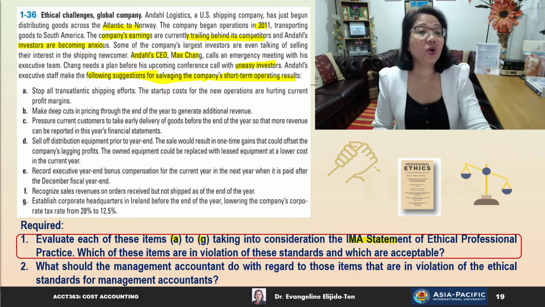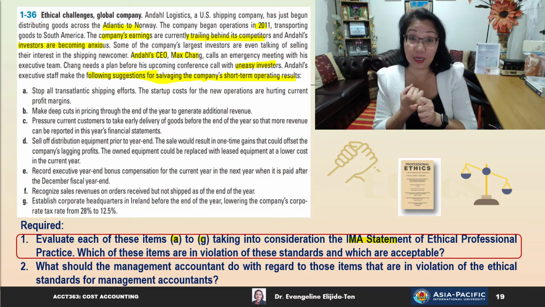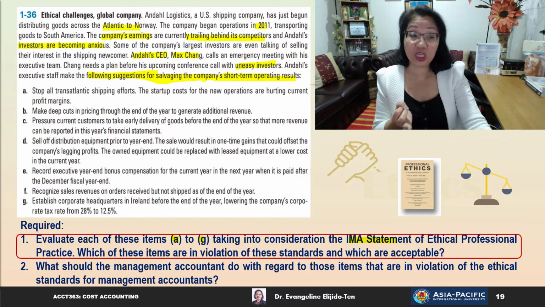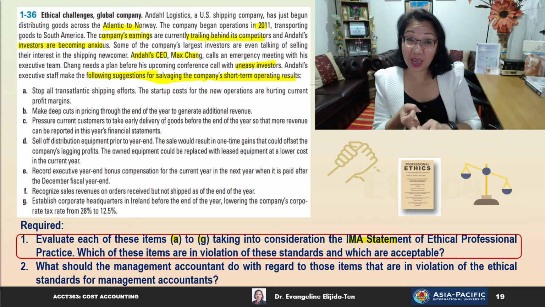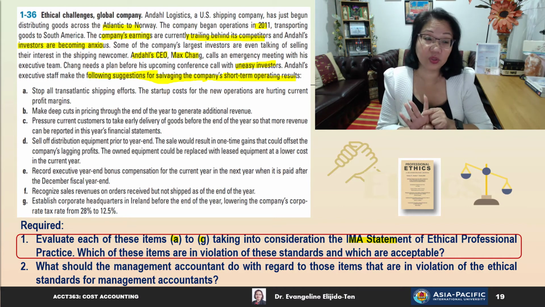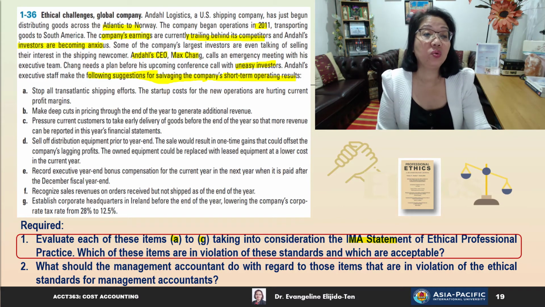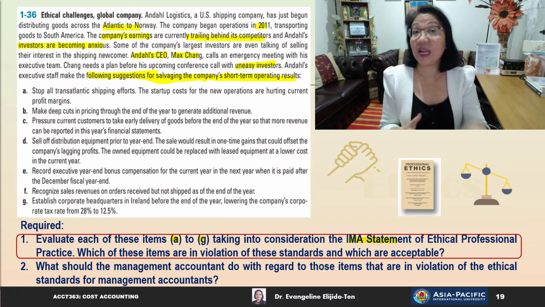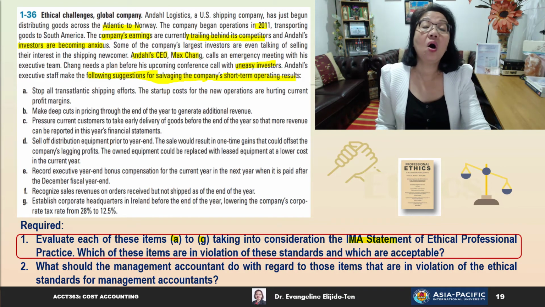The statement's corresponding standards for ethical conduct require management accountants to perform professional duties in accordance with the relevant laws and regulations and technical standards. They must refrain from engaging in any conduct that would prejudice carrying out duties ethically. They must communicate information fairly and objectively, and they must disclose all relevant information that could reasonably be expected to influence intended users' understanding of the report's analysis or recommendations.